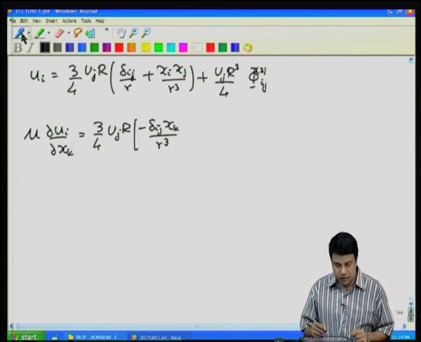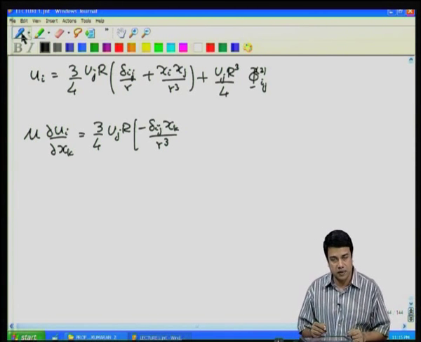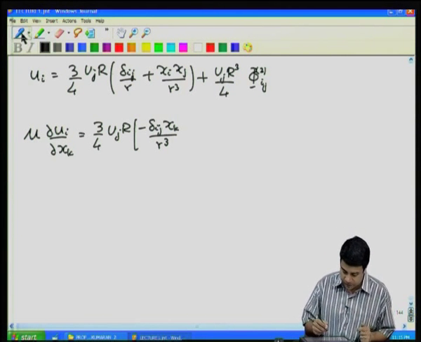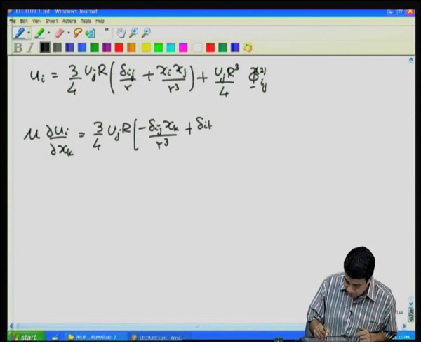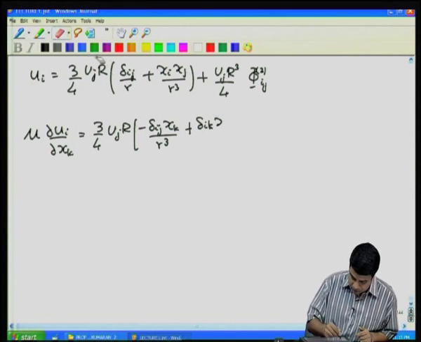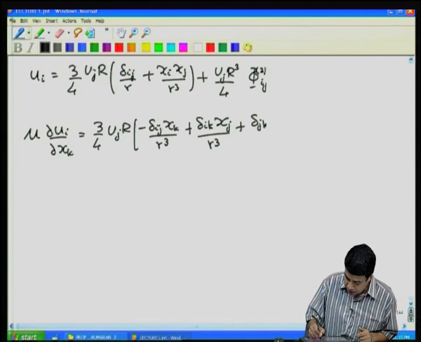Okay. And then the second term I have 3 derivatives, one of x_i with respect to x_k, x_j with respect to x_k, and 1 over r cubed with respect to x_k. Okay. So, when I take the derivative of x_i with respect to x_k, partial x_i by partial x_k is 1 if i is equal to k, it is 0 if i is not equal to k. Okay. So, this just gives me delta_ik, 1 if i is equal to k and 0 if i is not equal to k. x_j by r cubed, okay, plus delta_jk x_i by r cubed, okay.